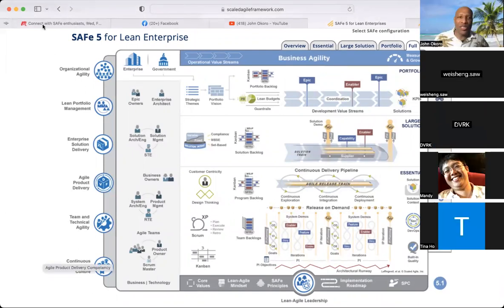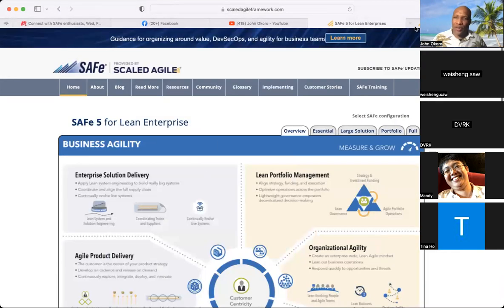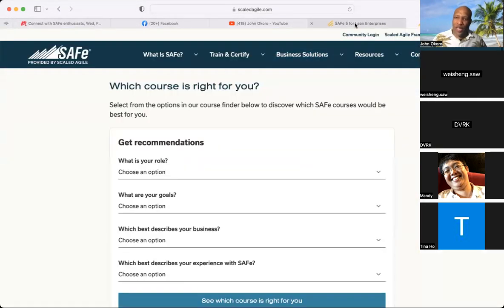It's really important to get that part of it. So I've talked a little bit about, I've kind of introduced you, showed you the big picture, which is the introduction to Scaled Agile. I've showed you the different certifications.